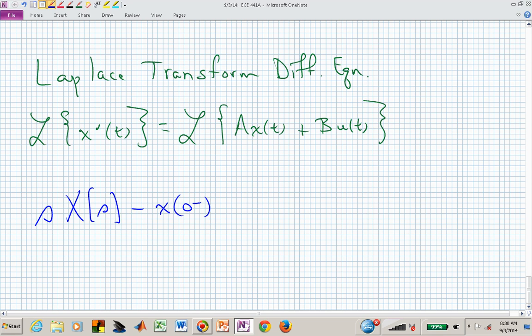If our state vector was position, velocity, temperature, voltage, current, say we had 5 states, then this says that we need to know what the position was at time 0 minus, what the velocity was at time 0 minus, temperature, voltage, and current. Question?